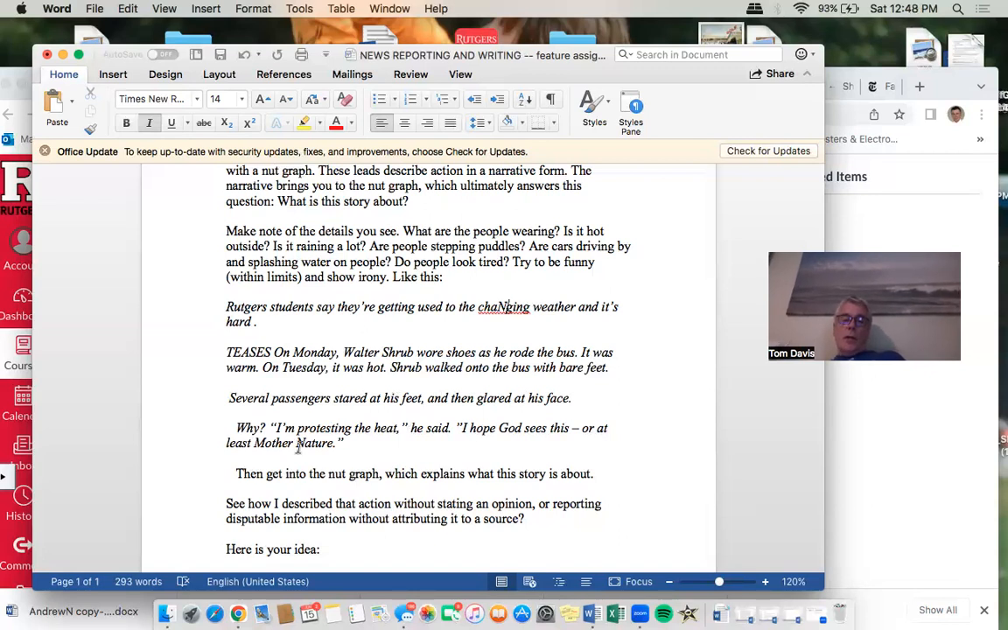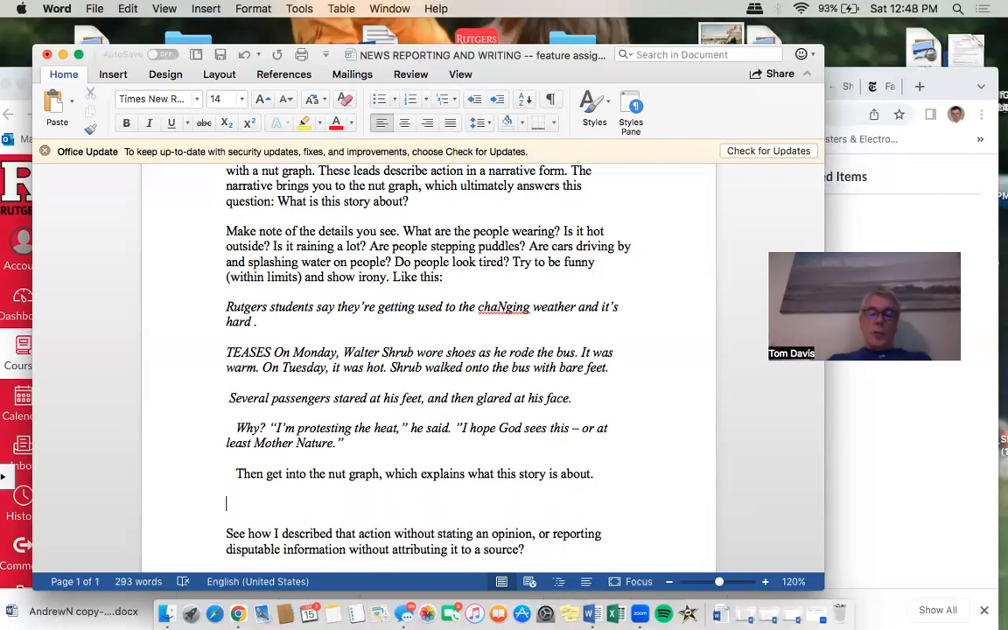Okay, and then we've got a little bit of the surprise here. "I'm protesting the heat," he says. "I hope God sees this, or at least Mother Nature." So it's this engaging, maybe even humorous way of entering the story. Instead of being one paragraph, it's several, and it's engaging and suspenseful.